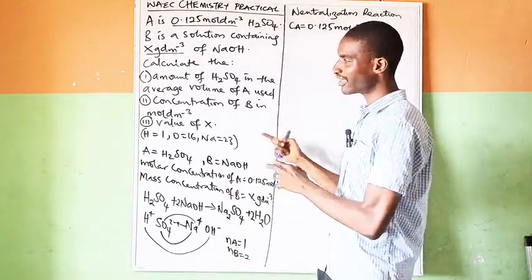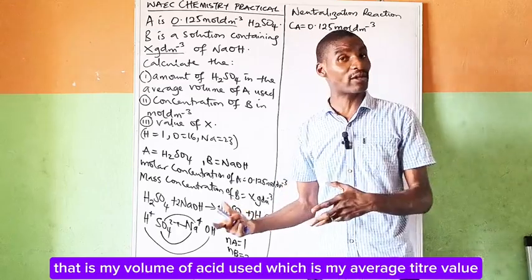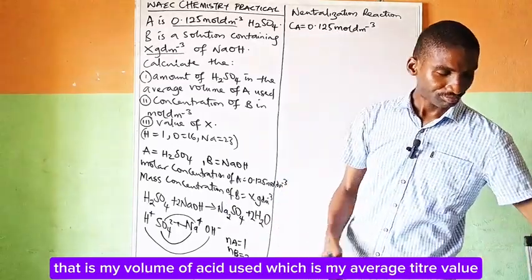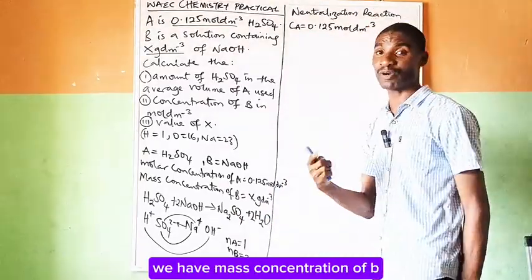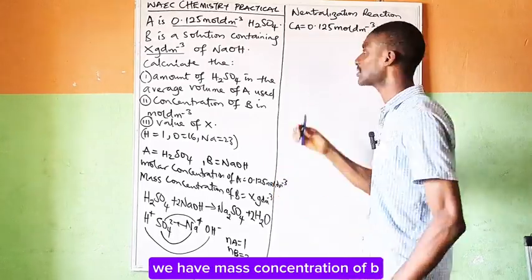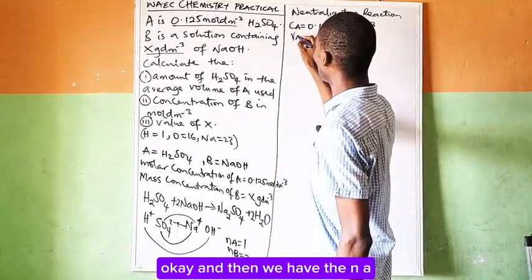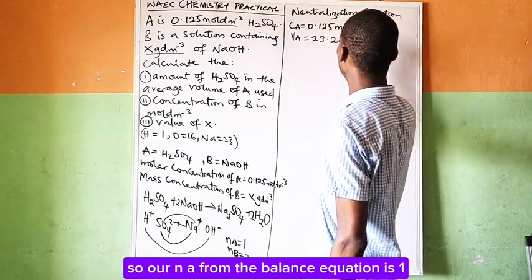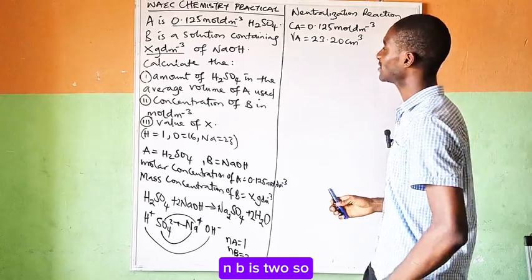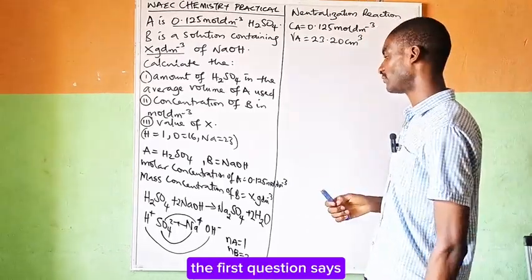So I am going to make use of my own average titer value, and the average titer value I'll be using is 23.20 based on the experiment. So my volume of acid is 23.20 cm cube. That is my volume of acid used, which is my average titer value.